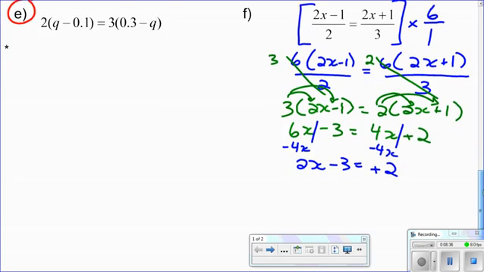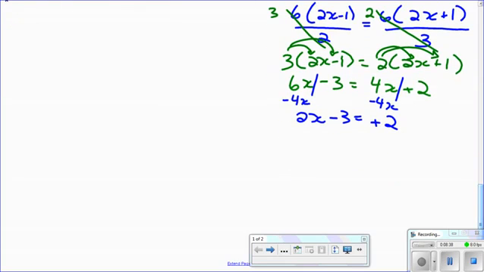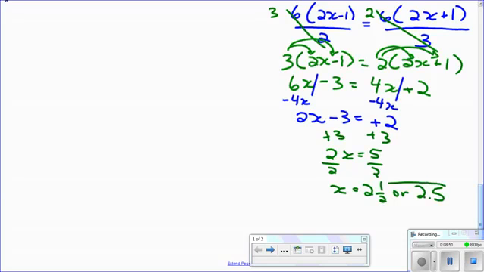And now this should look really familiar for you. Add 3 to both sides. 2x equals 5. Okay, so that's where we're at. So I'm going to check D and E from you guys tomorrow.